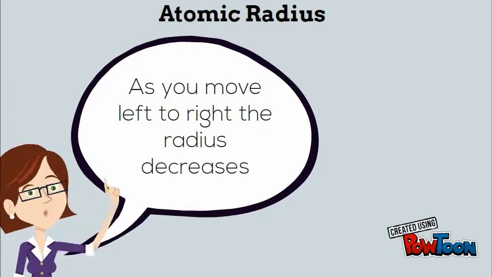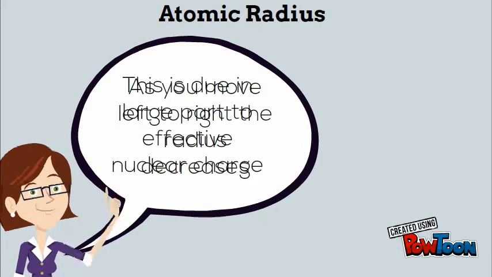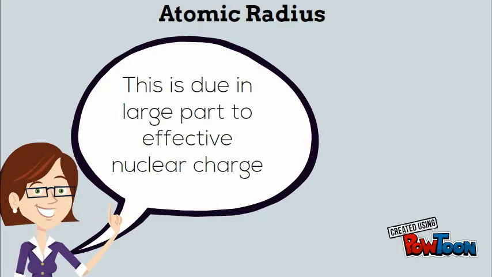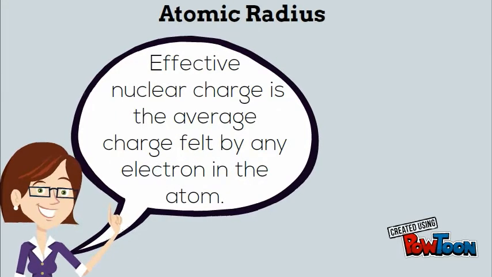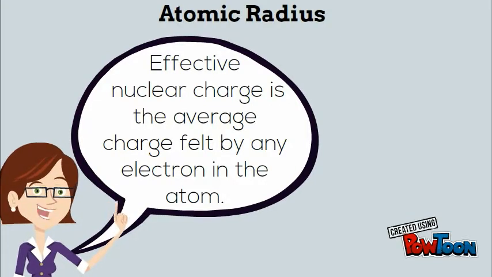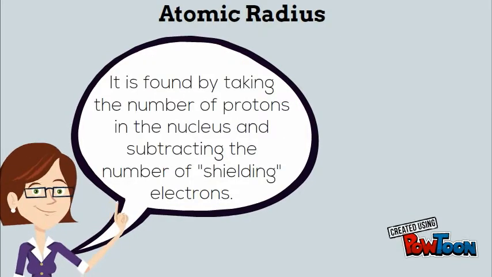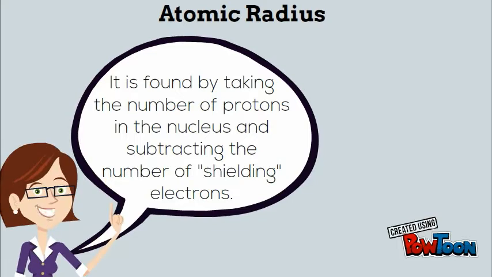As you move left to right, the radius decreases. This is due in large part to effective nuclear charge. Effective nuclear charge is the average charge felt by any electron in the atom. It is found by taking the number of protons in the nucleus and subtracting the number of shielding electrons.